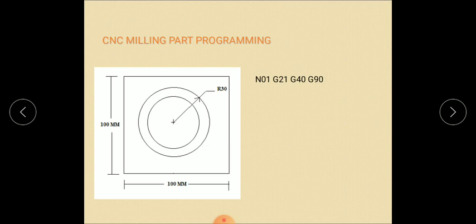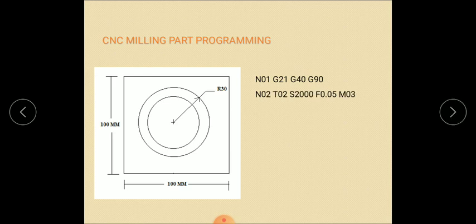G21 is nothing but the input cutting composition. Next one, G40 is nothing but the cutting composition cancel. G90 is nothing but the absolute dimensioning. Okay, absolute dimensioning.